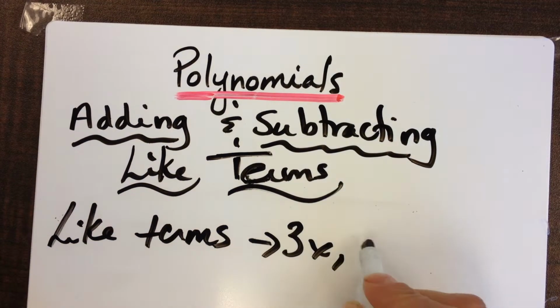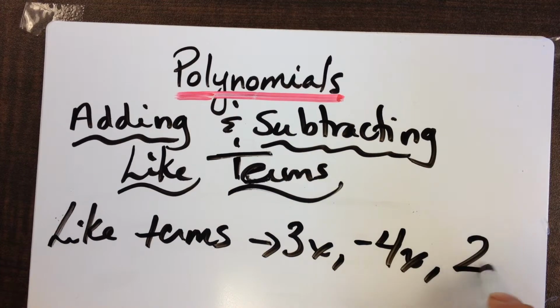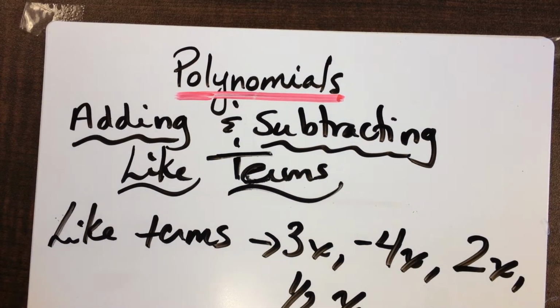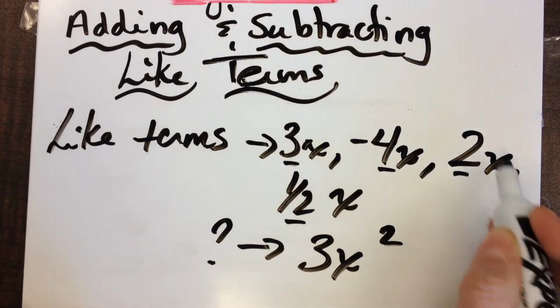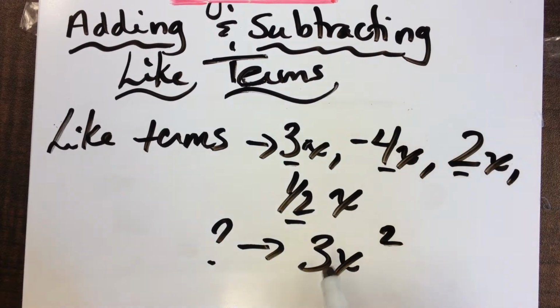3x, minus 4x, 2x, 1/2 x. Are these like terms? Well, the numbers are different. But what do they have in common? They all have the variable x. Well, what about this one, 3x squared? Is this a like term with these ones here? Well, it's got a number. These all had different numbers. That didn't matter. They all have x, but this one has an x squared.